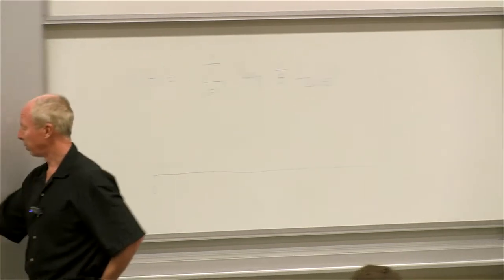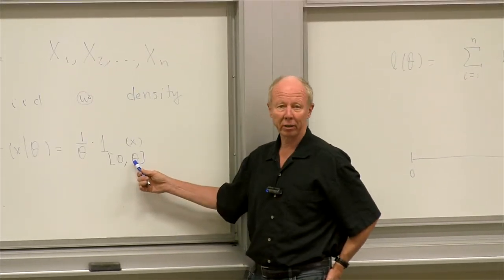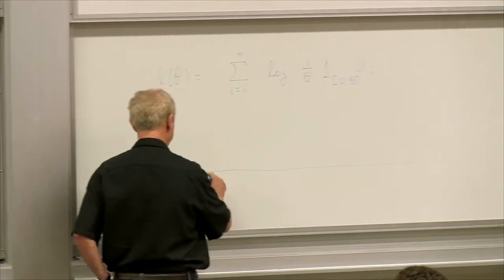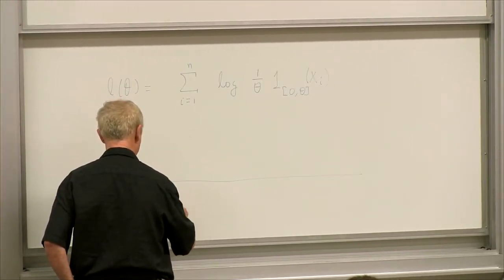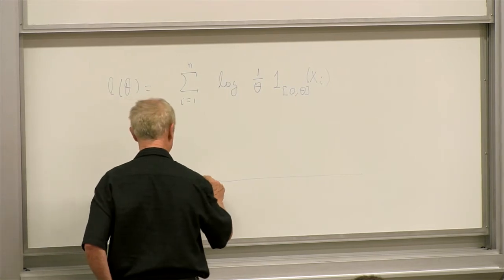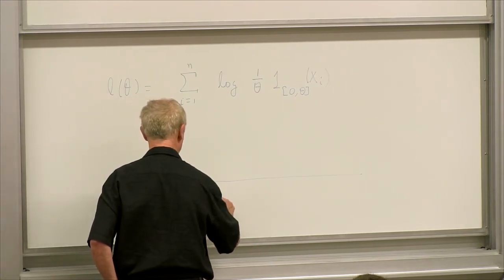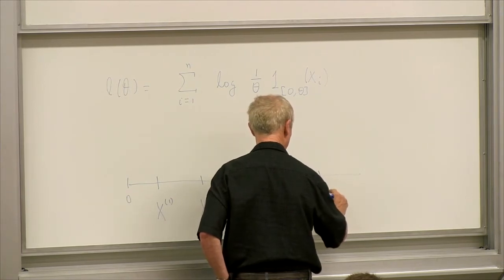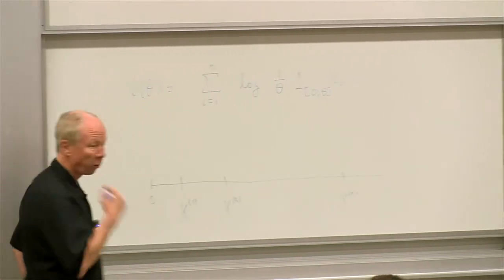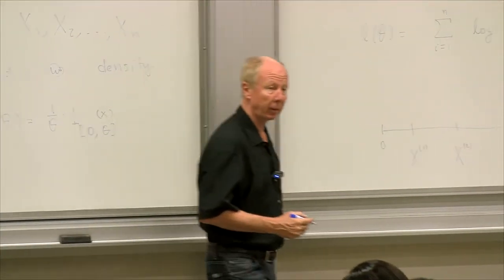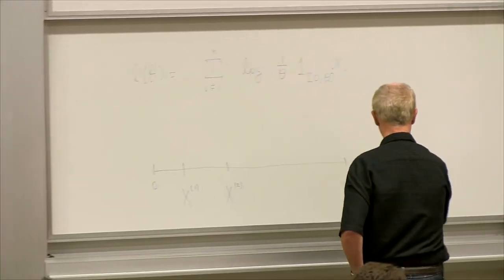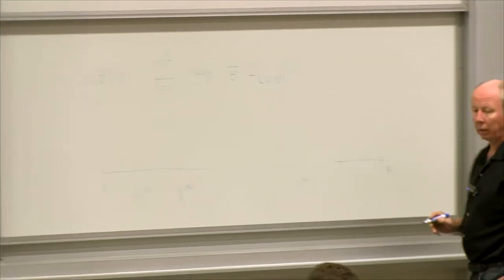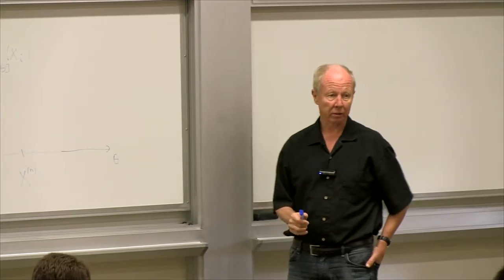Since they're all uniform on the interval from 0 to some positive value theta, we know the xi's are all bigger than or equal to 0. So if you recall this notation, I can plot the order statistics this way. Okay, and we're given these guys.